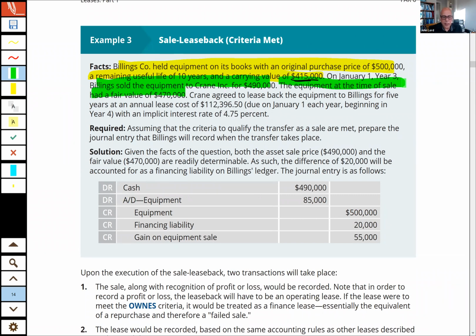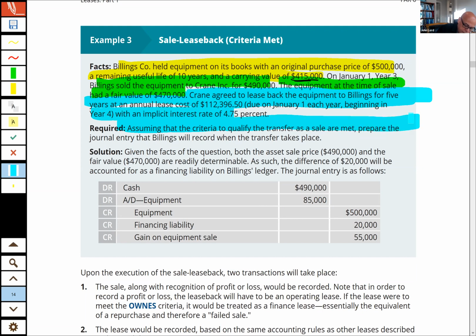Uh-oh, what's going on here? If I'm selling the equipment for 490,000 when the equipment has a fair value of 470,000, what they're really doing is lending you some money on this thing. So that part is going to have to be set up as a financing piece. Crane agreed to lease the equipment back for 112,000 beginning in year 4, and assume the criteria to qualify as a sale are met. Prepare the journal entry when the transfer takes place.